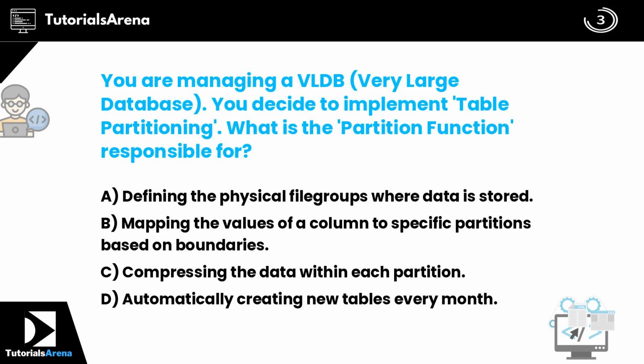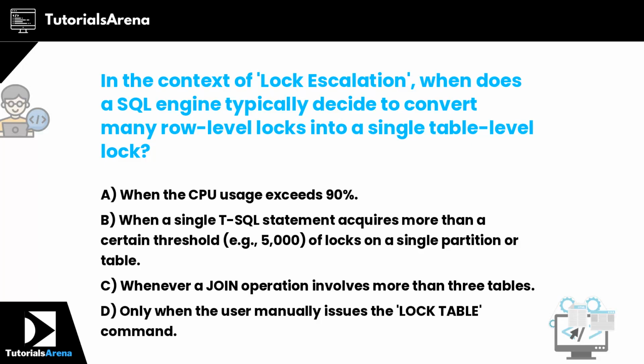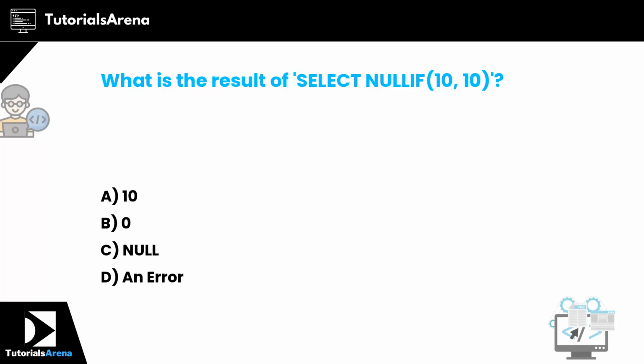Answer is B. Mapping the values of a column to specific partitions based on boundaries. In the context of lock escalation, when does a SQL engine typically decide to convert many row-level locks into a single table-level lock? Answer is B. When a single T-SQL statement acquires more than a certain threshold, e.g., 5,000, of locks on a single partition or table.